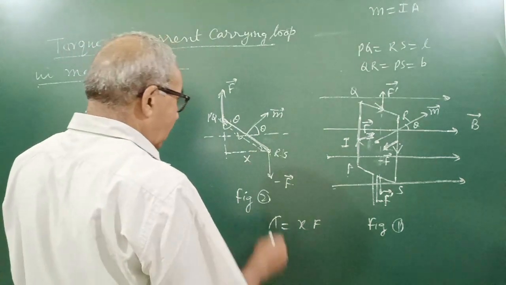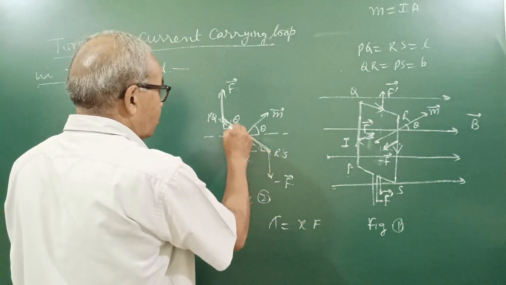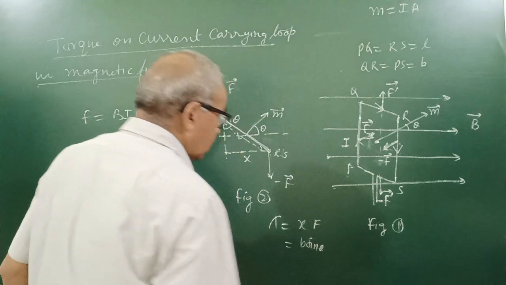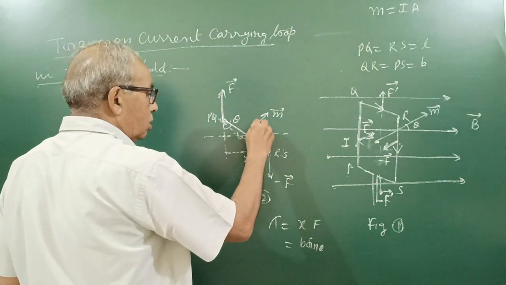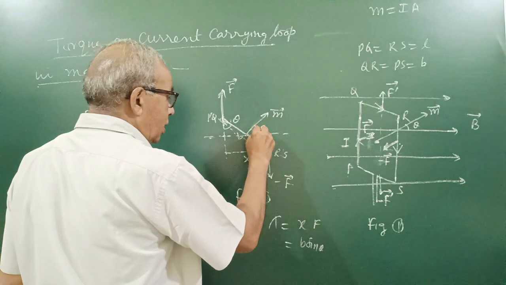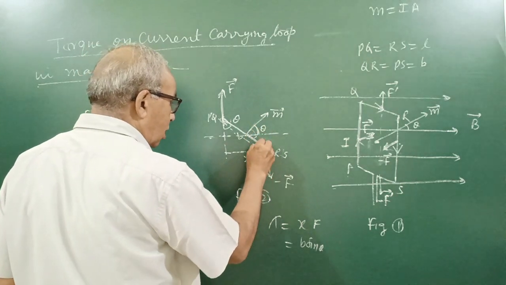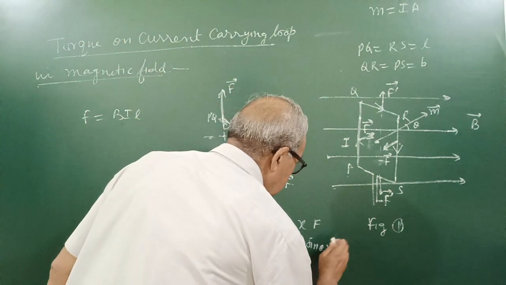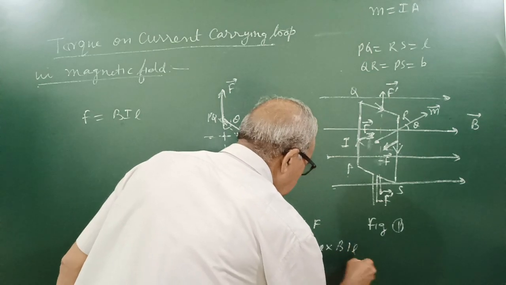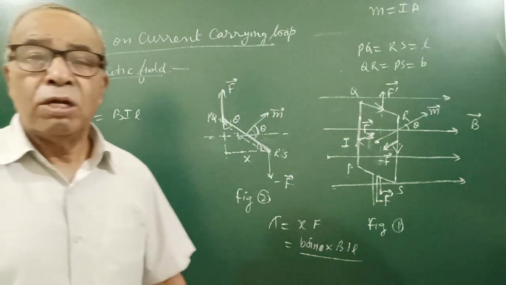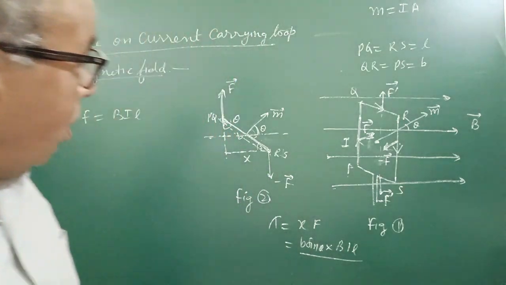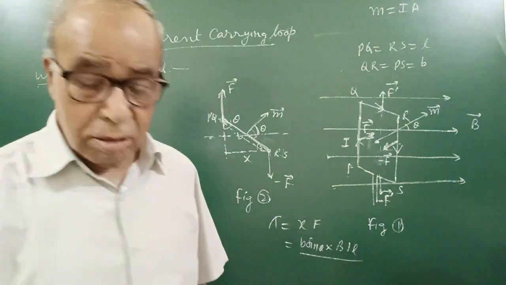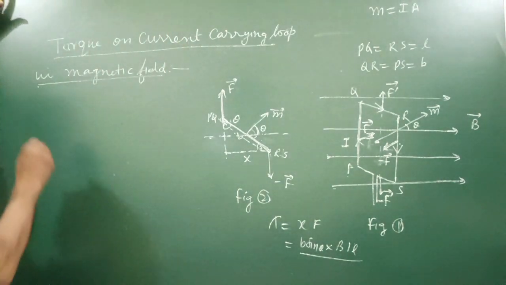But F is equal to BIL and X is equal to, from this figure, X is equal to B sin theta. This angle theta, this is 90, so this is 90 minus theta, into F, BIL. F equal to BIL. This we have to write, that's all. I have to dictate to you, so I will keep on writing on board so that you will understand. Little lengthy, isn't it? So please, in figure 1.